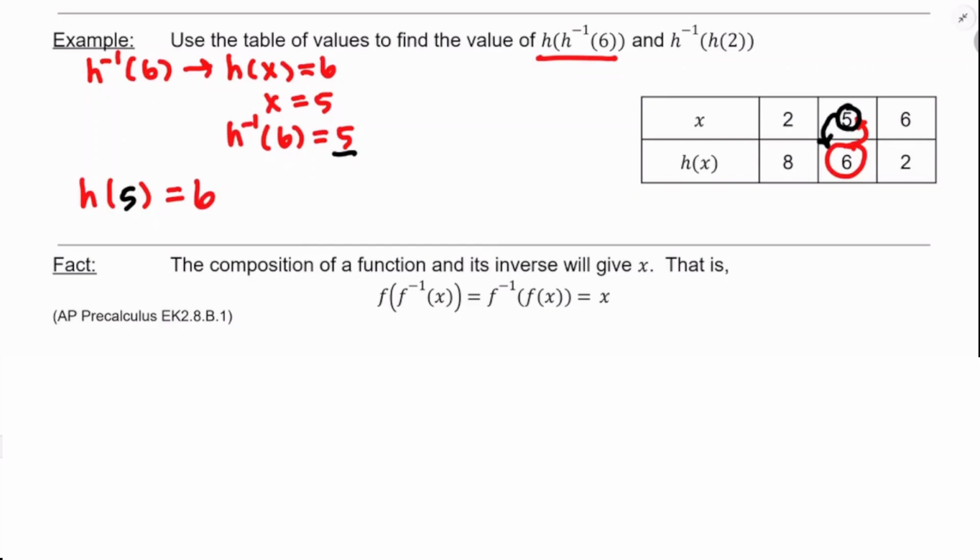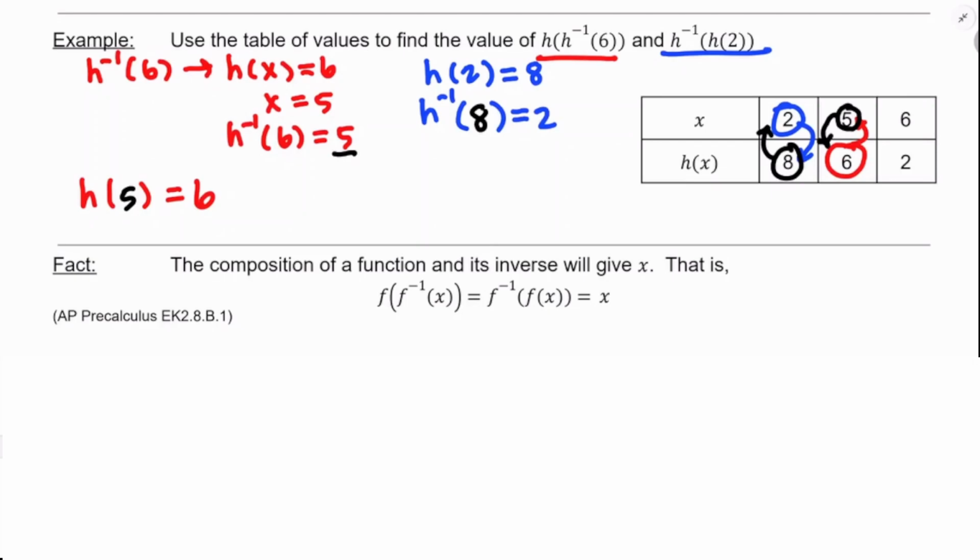And then h inverse of h of 2, that's a little bit easier, I think. For h of 2, we look over here, find where x is equal to 2, that's our input value, and it gives us h equals 8. So over here, if I'm trying to find h inverse of h of 2, I'll be taking h inverse of 8. That's like finding where h of x equals 8. That's right here. It backtracks me to x equals 2, and so I get 2, just like we'd expect.